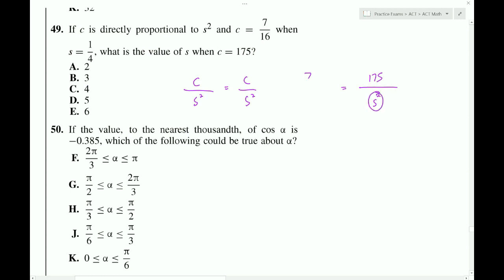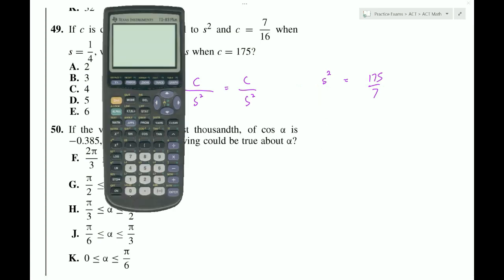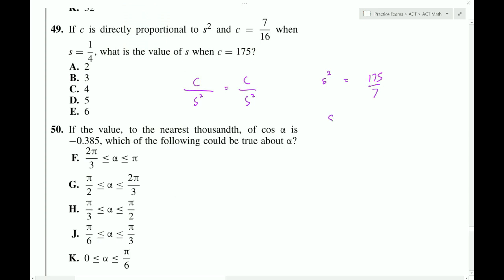Then I can move this S squared diagonally across to here. Okay. I can divide by 7, which I'll need the calculator to help me with, most likely. So 175 divided by 7 is 25. Then we square root both sides and we get S is equal to 5.